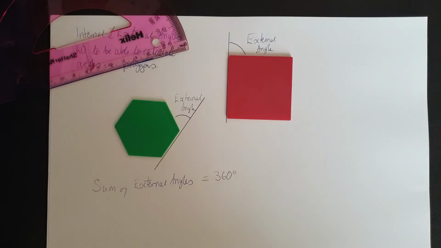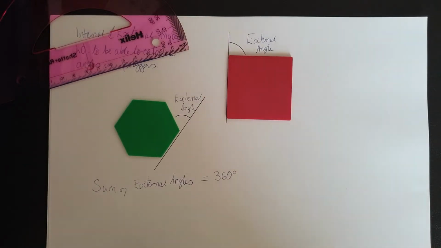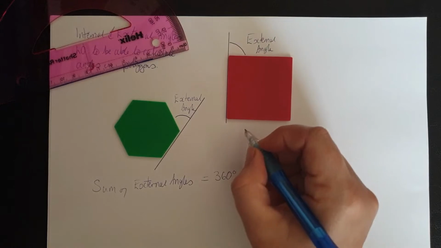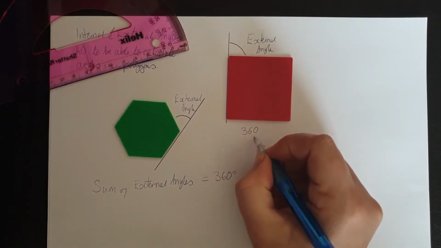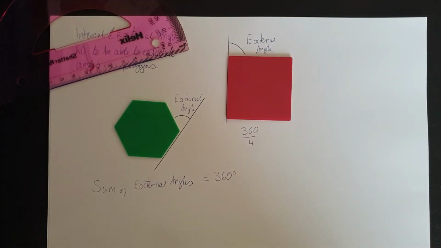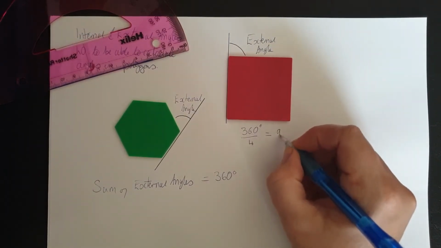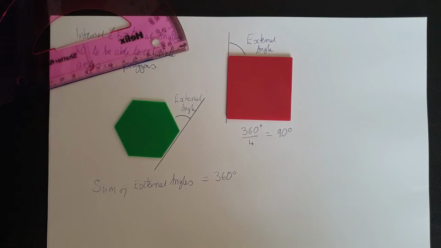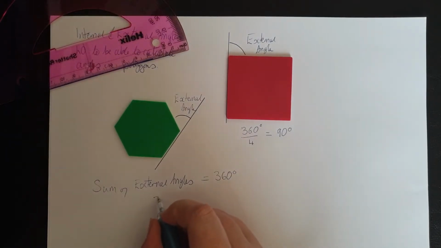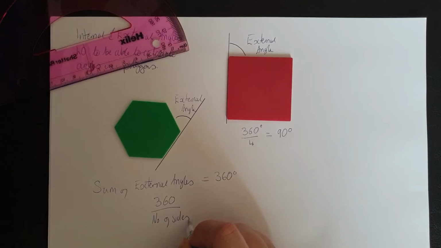360 degrees. So if we know, say for example, we have a square which has 4 sides, we can take that 360 and we can divide it by 4 because the square has 4 sides. Therefore, we can work out the external angle is 90 degrees. So just to recap, we're going to take our 360, divide it by the number of sides.